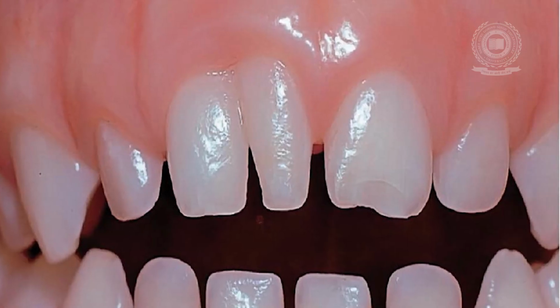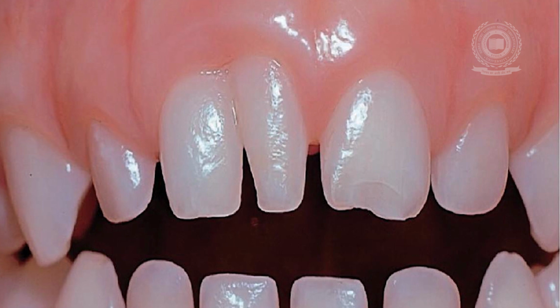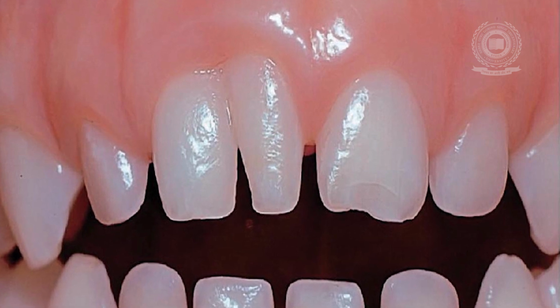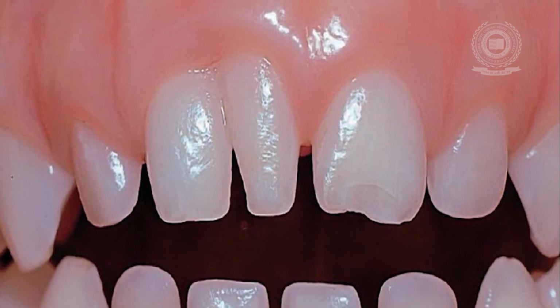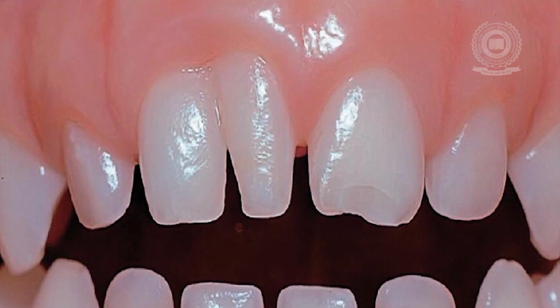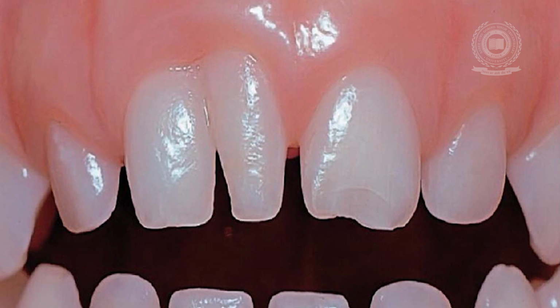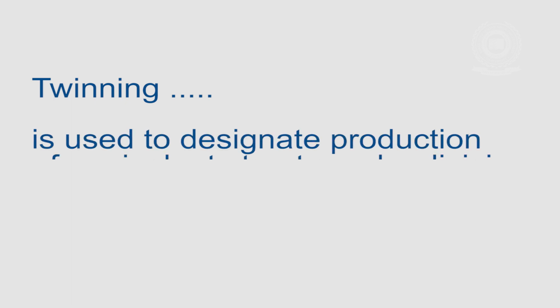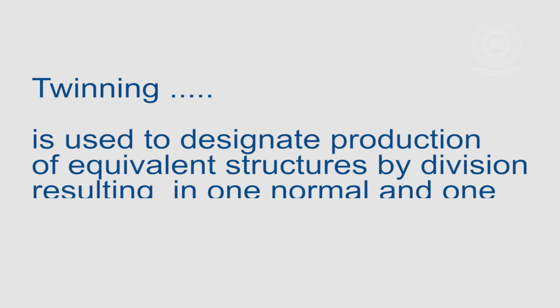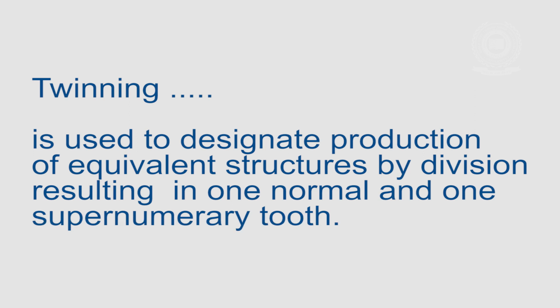Gemination can affect permanent or deciduous dentition. There is no increase or decrease in the number of teeth. That is, the total count is normal when the anomalous tooth is counted as 1. In those cases, when due to division, there is formation of 2 equivalent teeth or formation of one normal and one supernumerary tooth, we term it as twinning.